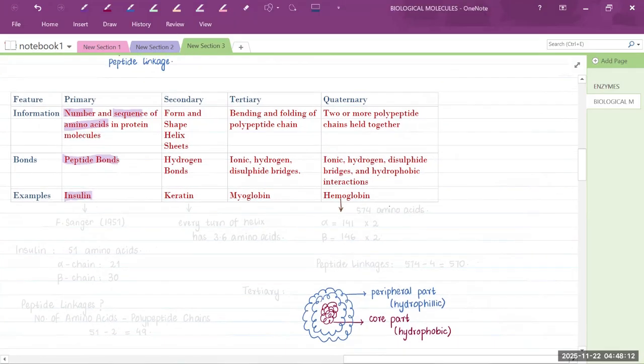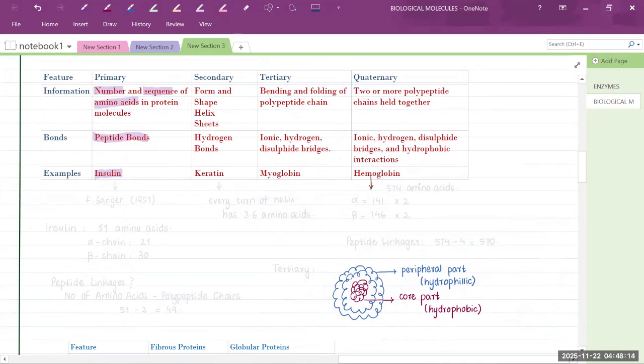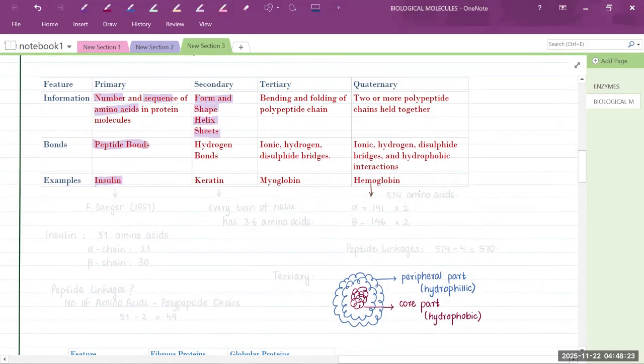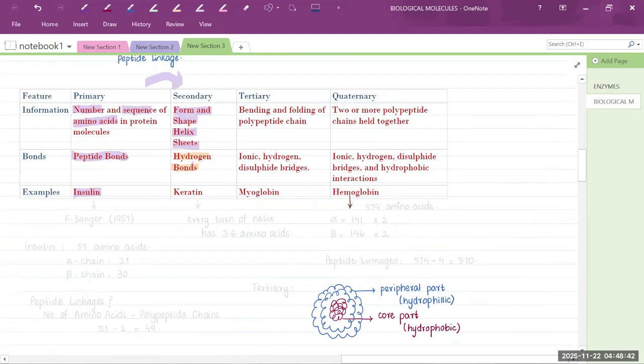In the secondary structure, it is categorized by form and shape. We have alpha helix and beta pleated sheets. Here it is written that in secondary structure we have hydrogen bonds, but of course we know if the secondary structure has been formed, the primary structure has already been formed. So we have peptide bonds as well as hydrogen bonds, but here we are saying that the thing that stabilizes the secondary structure is the hydrogen bonds.